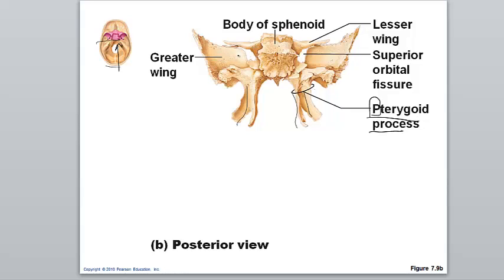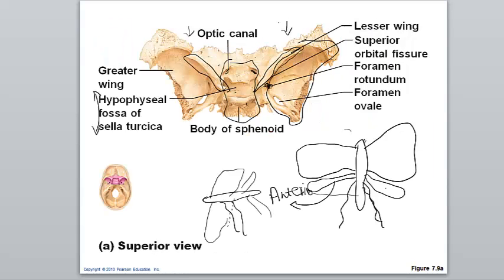Between the lesser and the greater wing, you have a fissure. A fissure is a slit between two bones. There's a superior orbital fissure, and there will be an inferior orbital fissure that we'll go through. So here are your pterygoid processes. Let's go back again. In the body of the sphenoid bone, you're going to have sinuses as well. A big space in the body of the sphenoid is the sphenoid sinuses. So that completes your sphenoid bone.